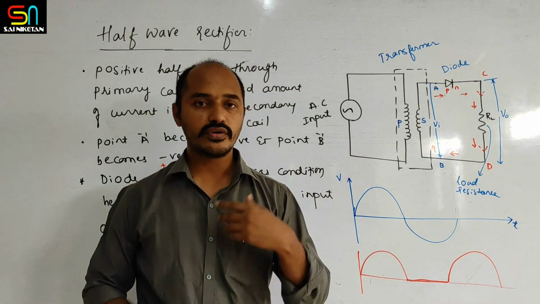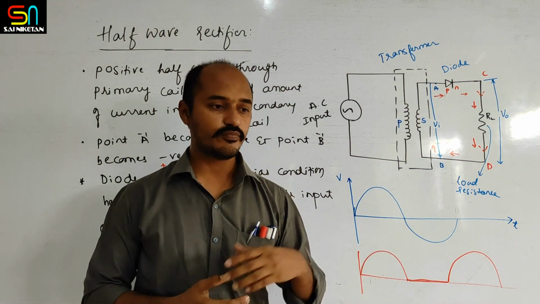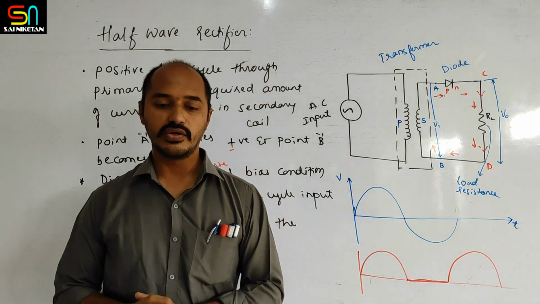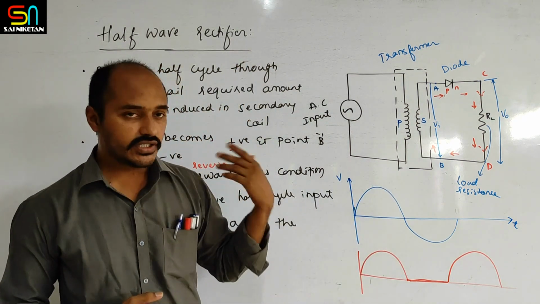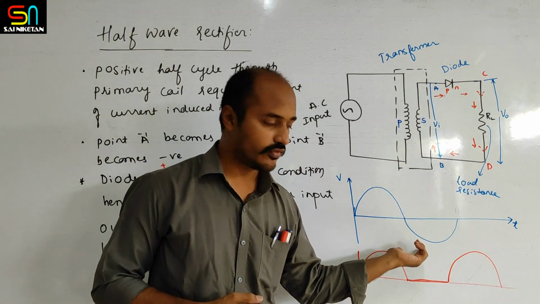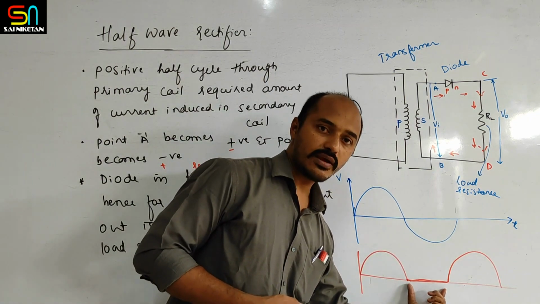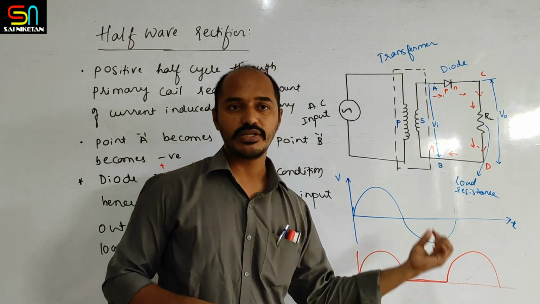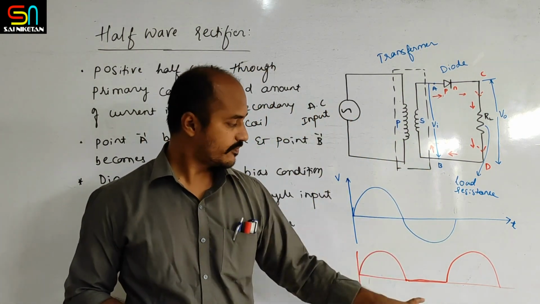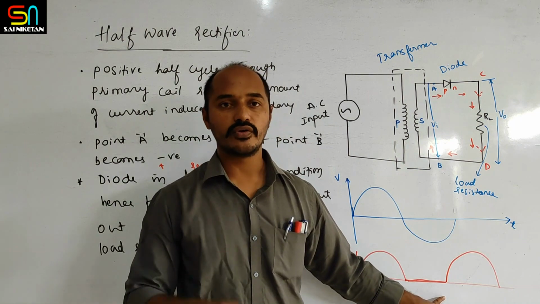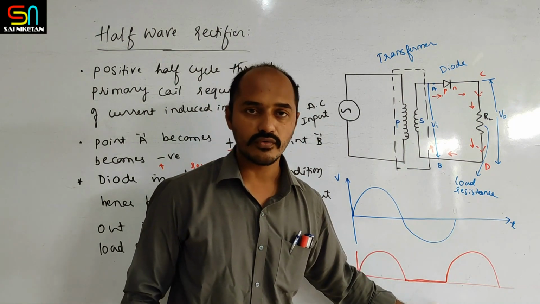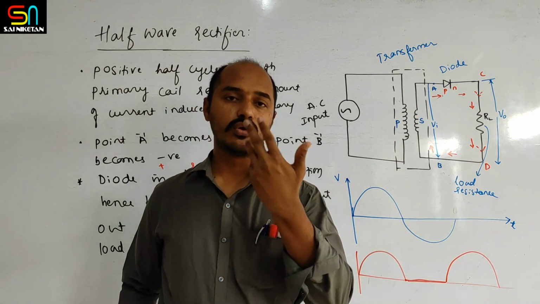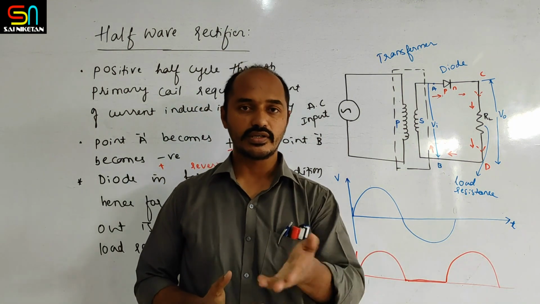These half wave rectifiers are used in radio transformers. Here you can see in the half wave rectifier, for this much time we are not at all getting output. This is the drawback of the half wave rectifier. We will correct that drawback in the full wave rectifier. We shall see that in the further class.